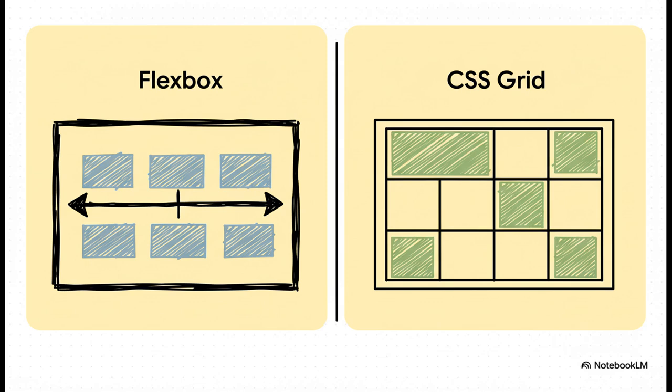So when it comes to modern CSS layouts, there are two heavy hitters you absolutely need to know: Flexbox and CSS Grid. The main difference? It's actually pretty simple, but it's a game changer. Flexbox is your go-to for one-dimensional layouts. Think a single row or a single column. But Grid? That's for the big stuff, two-dimensional layouts where you're managing both rows and columns at the same time. Let's break that down a bit more.